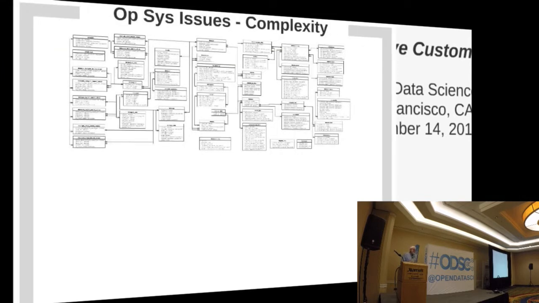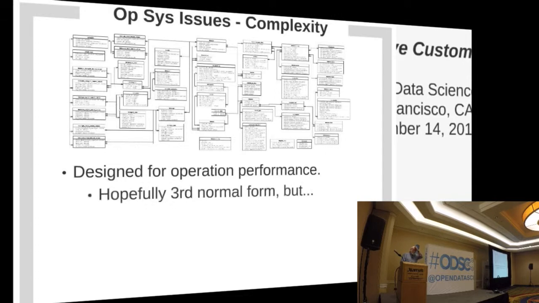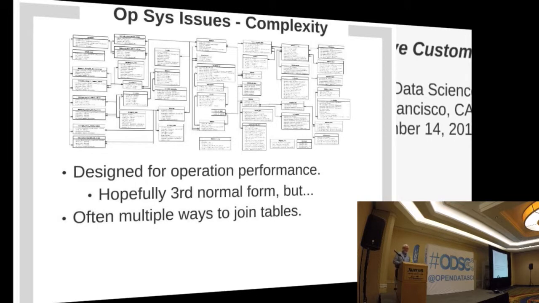As you all probably know, operational systems can be really complex. They're designed for optimum performance, and hopefully that means third normal form. In these kinds of complex table structures, there are multiple ways to do joins, and if you're not doing it the way the designer intended, you're going to get some interesting answers that are not right.